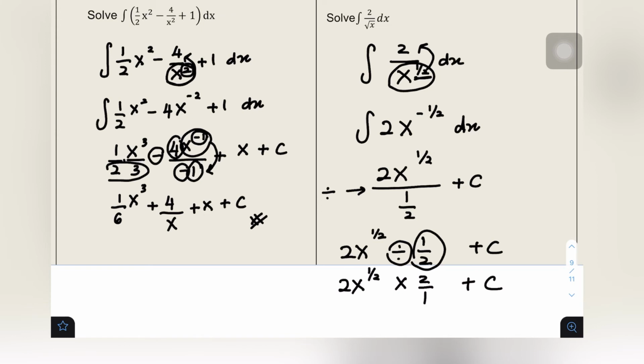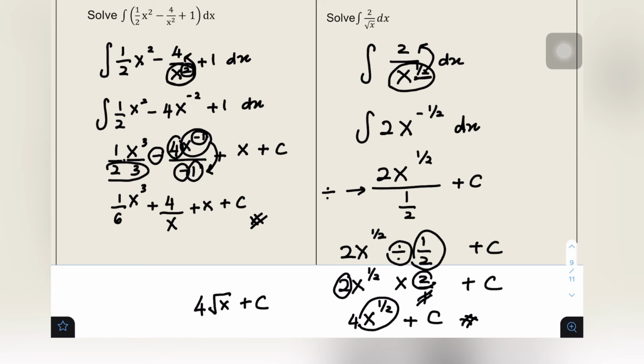So what you will get is, you can multiply everything here. 2 multiplied by 2 becomes 4x to the power of half. The 1 is eliminated because there is no problem, and then plus c. So this is the final answer. You can leave your answer like this, which is acceptable, or you can change x to the power of half back into square root. So it becomes 4 square root of x plus c.